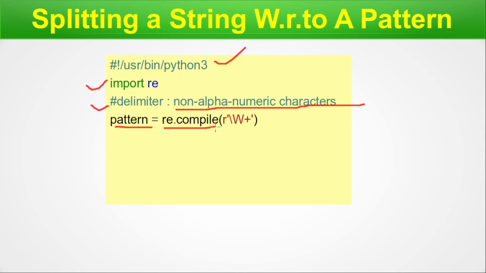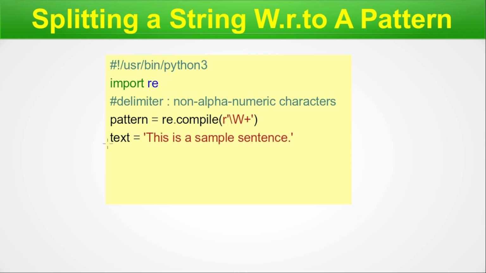The pattern is re.compile, which is common, and here we are giving \W+, so non-alphanumeric characters. In case you are not able to remember, please go to the previous episode in this series, where I have a detailed explanation of this \W. Next, our text under consideration is this one.